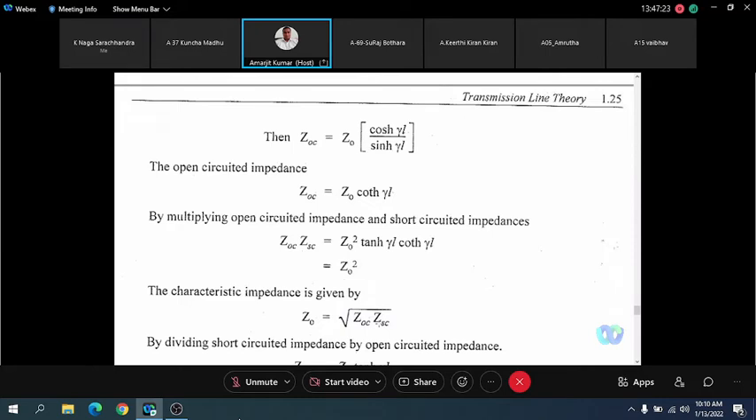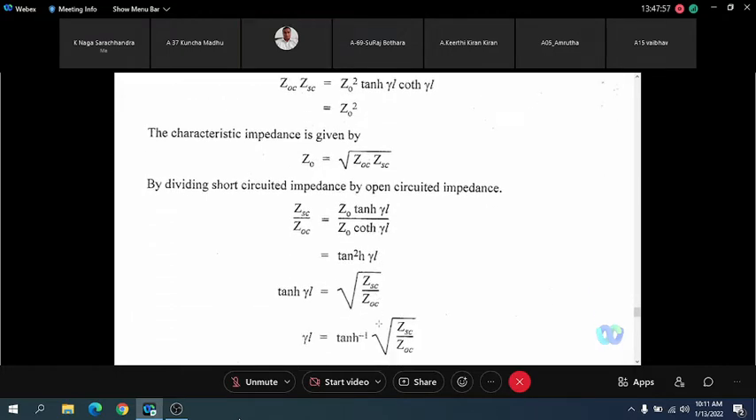Now what will be ZOC into ZSC? So Z0 square tanh γL into coth γL, which will be equal to 1. So basically Z0 is given as geometric mean of open circuited and short circuited input impedance of the transmission line. So Z0 is equal to under root ZOC into ZSC.